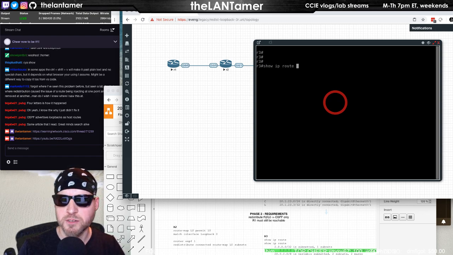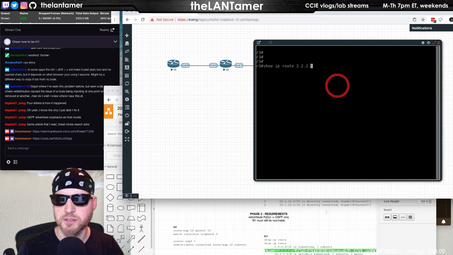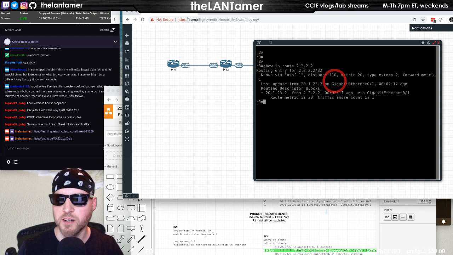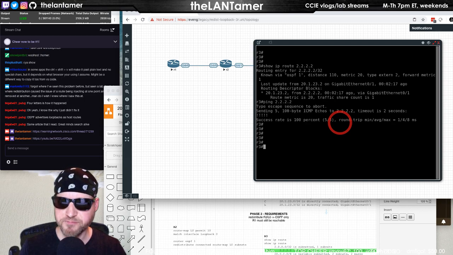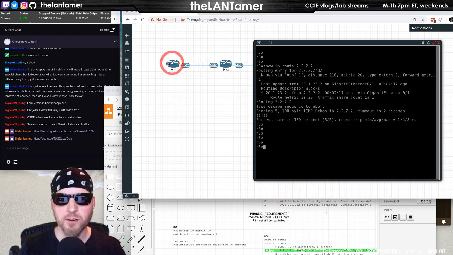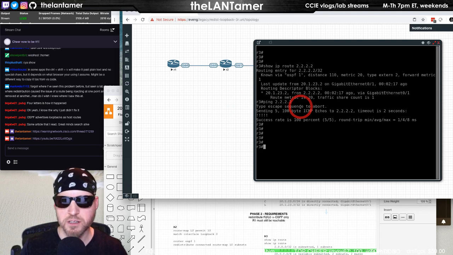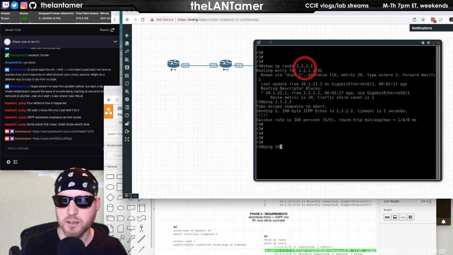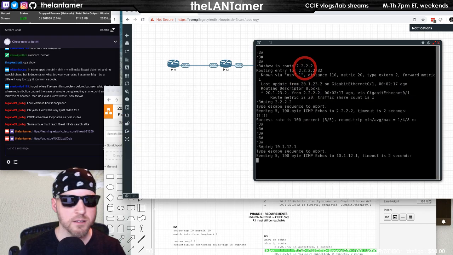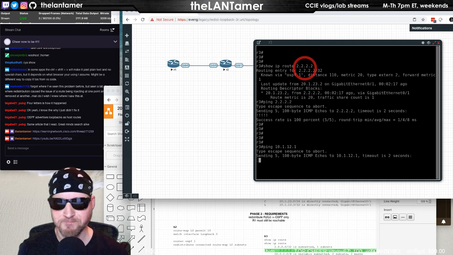Show IP route. What is it, 2.2.2.2. Hey, we've got it. It is a /32, which we now know and would have expected. We can reach it. The requirements are router 1 must still be reachable. So that will be 10.1.12.1. All right, we got a problem, right?